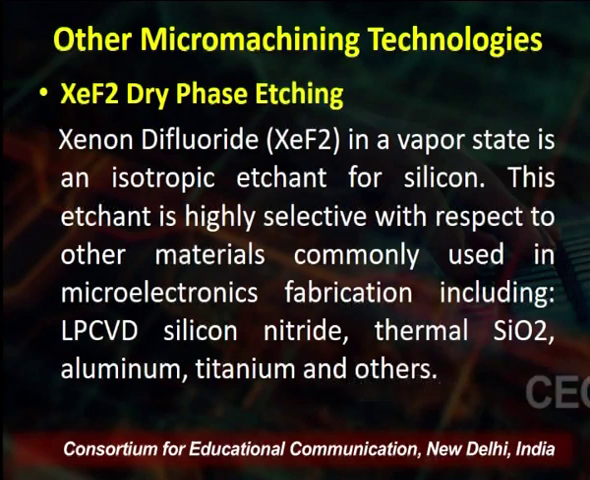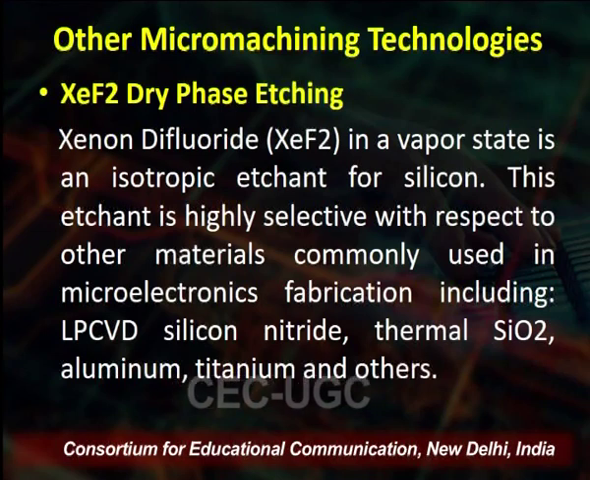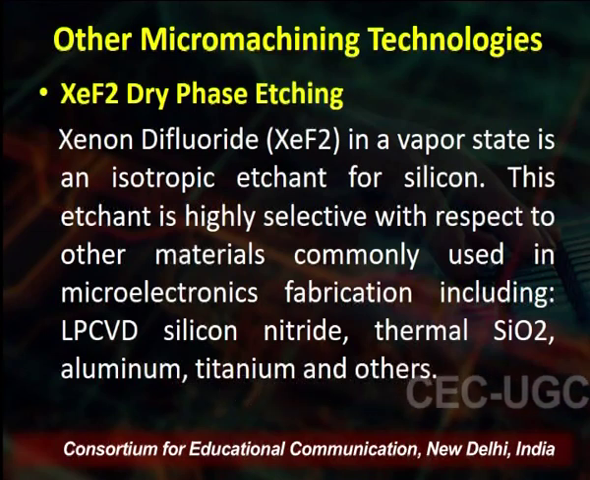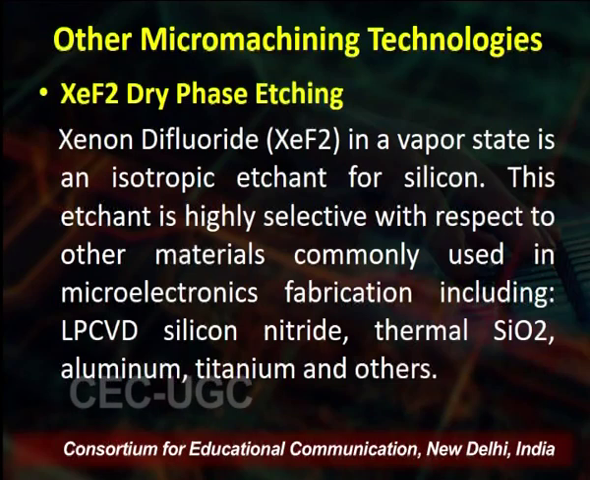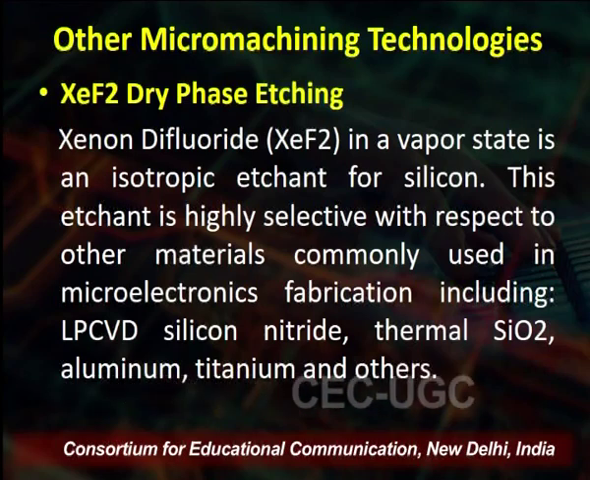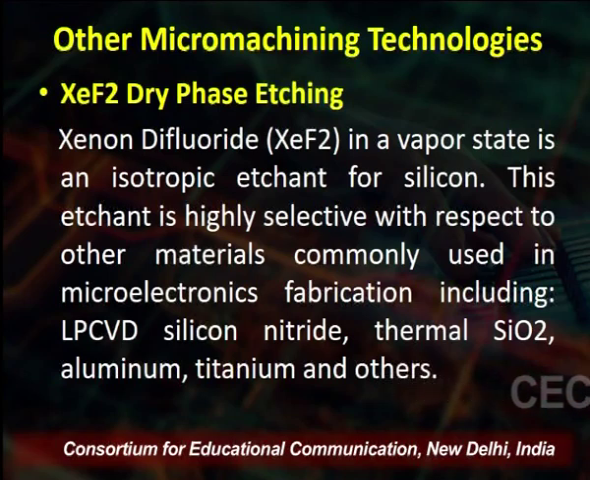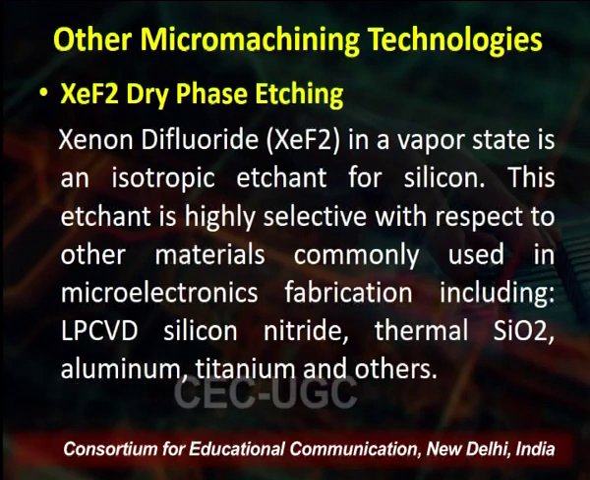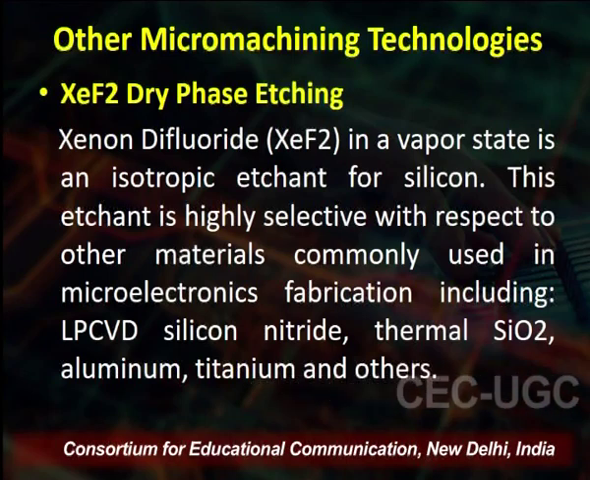This means we can use xenon difluoride as an etchant for silicon. This etchant is highly selective with respect to other materials commonly used in microelectronic fabrication, including LPCVD silicon nitride, thermal SiO2, aluminum, titanium and others. It is a completely dry release process. It does not suffer from the stickiness problems of the wet release process.